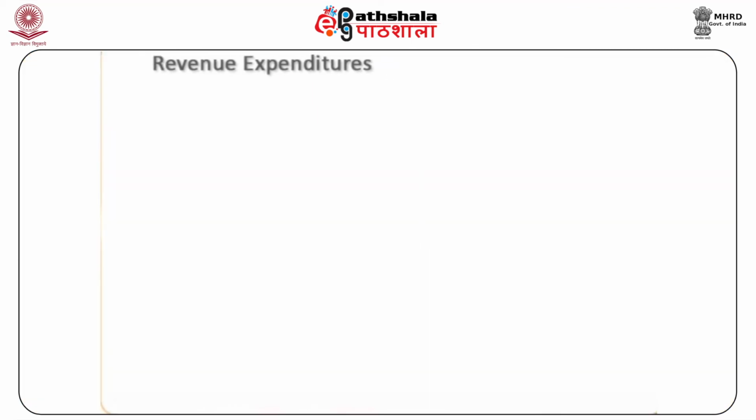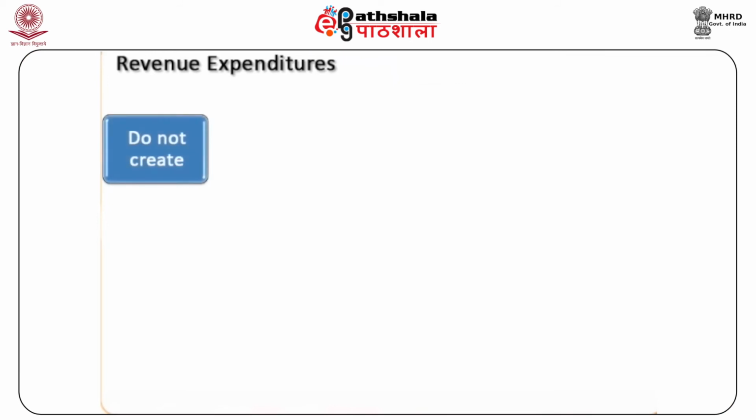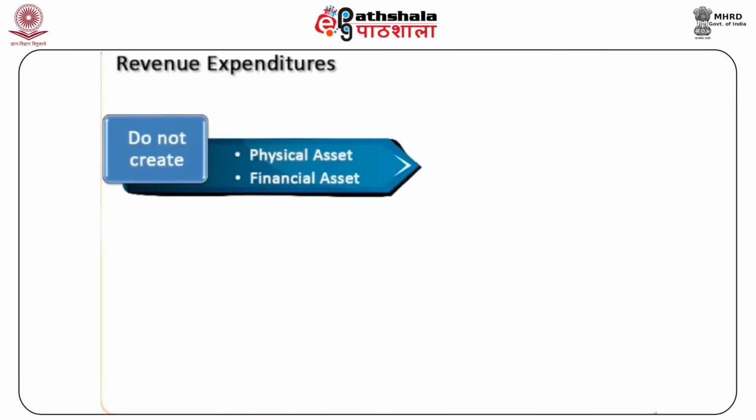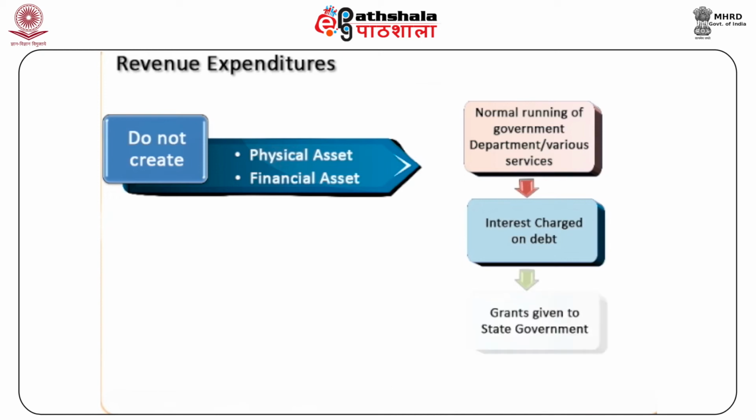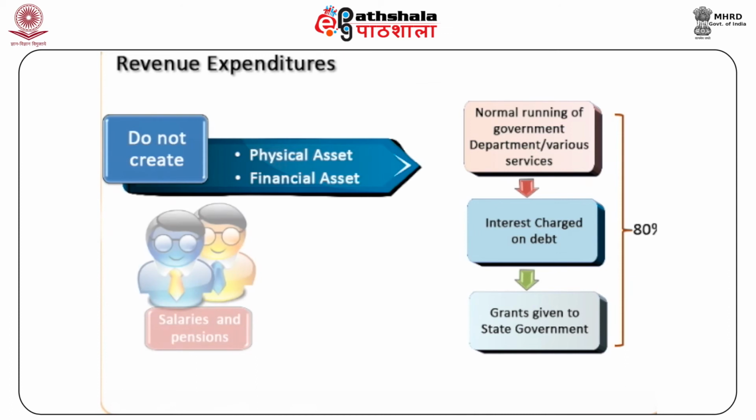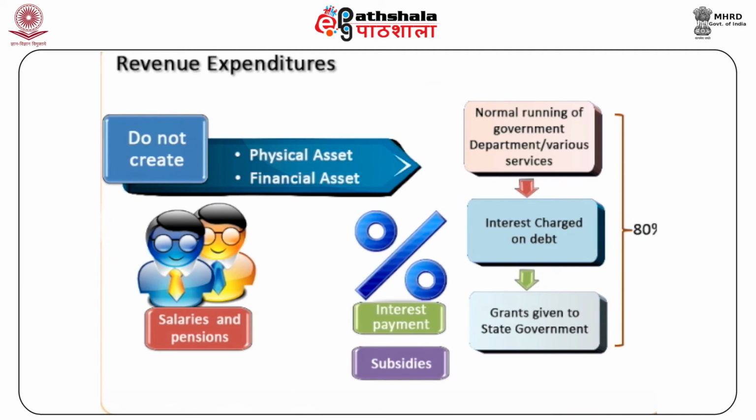All those expenditures of the government which do not result in creation of physical or financial assets are termed as revenue expenditures. They relate to the expenditures related to the normal running of government departments and various services, interest charged on debt incurred by the government and the grants given to the state governments and other parties. It constitutes more than 80% of the total expenditures, net of debt repayments. Major components of this are payment of salaries and pensions to the government employees, interest payments and subsidies, etc.